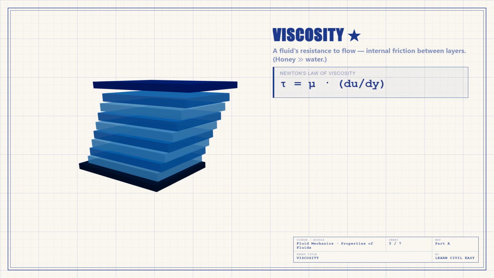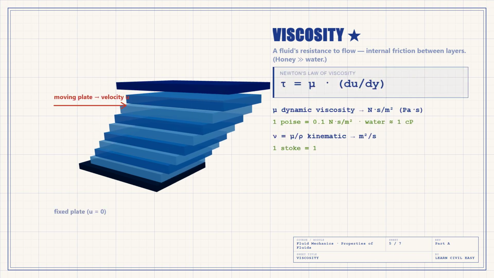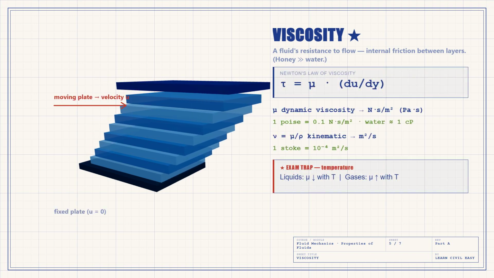Now the star of this chapter, viscosity. It is a fluid's resistance to flow, the internal friction between its layers. Honey has high viscosity, so it crawls. Water has low viscosity, so it races. Picture a fluid between two plates. Move the top plate and the layers slide by different amounts, a velocity gradient, du by dy.